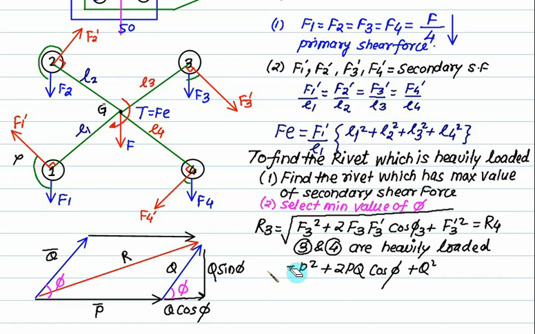Once we know the heavily loaded rivets, they are going to fail in shear. So the value of R3 equals, it's a case of single shear, pi by 4 d square multiplied by tau. So from this we can find out the diameter of the rivet.